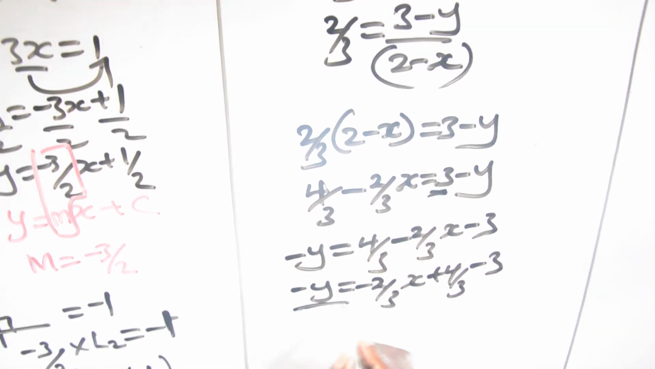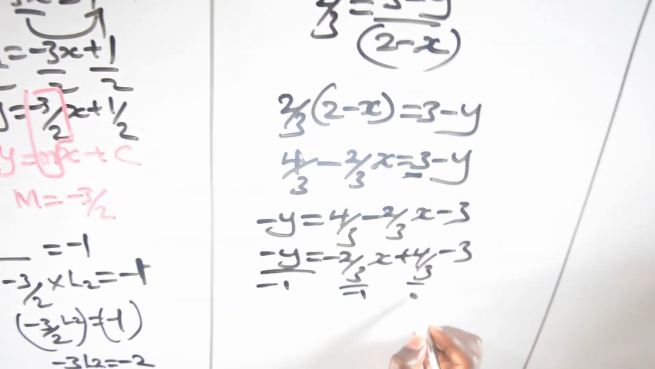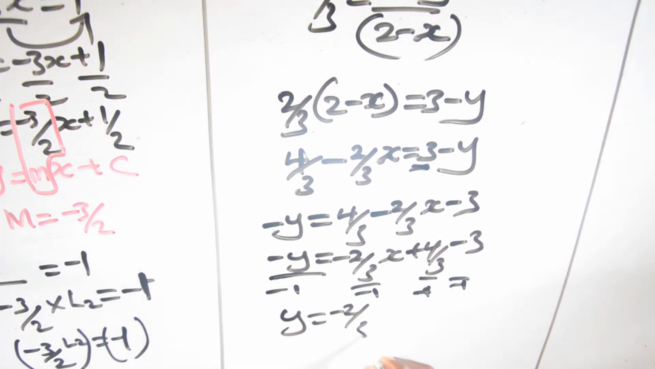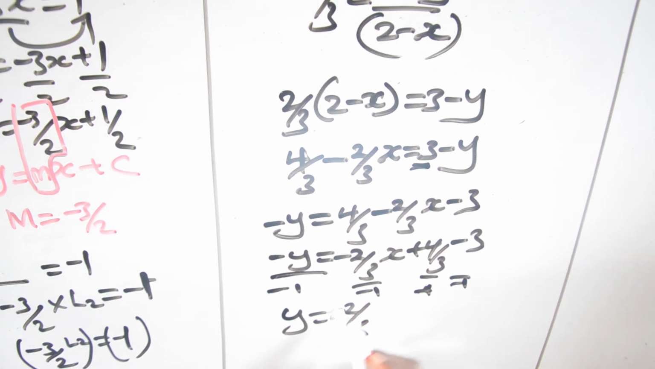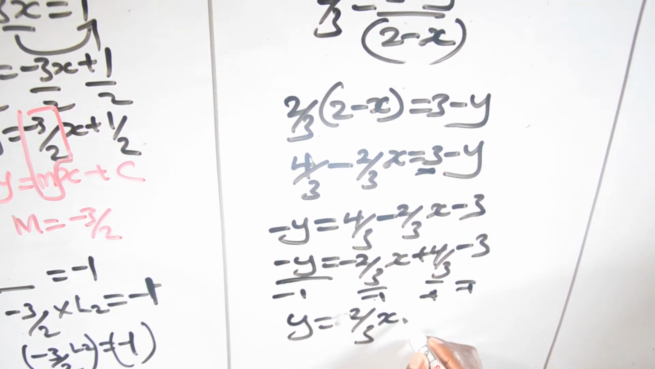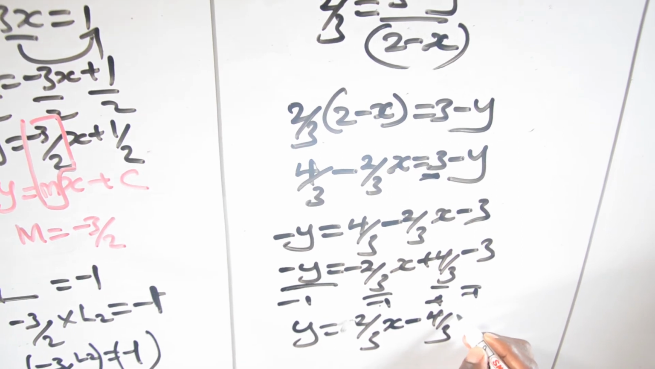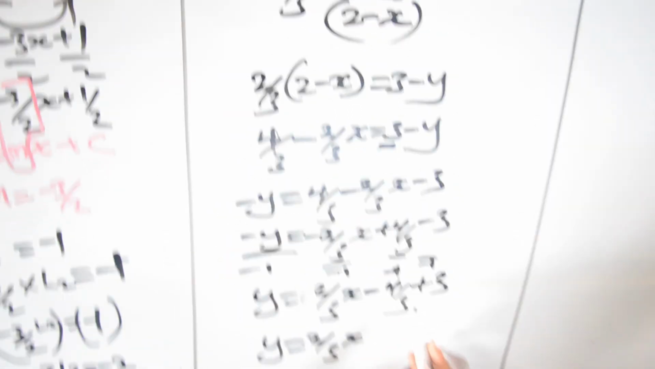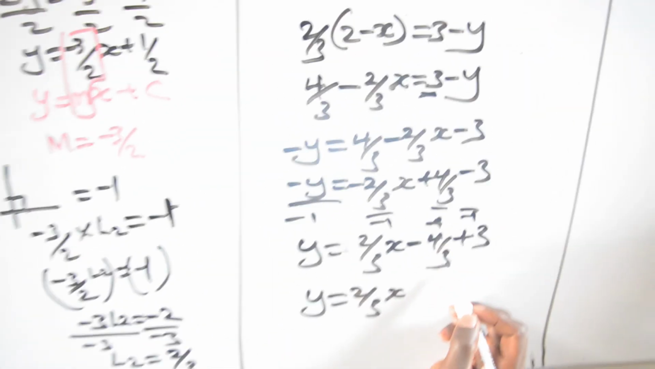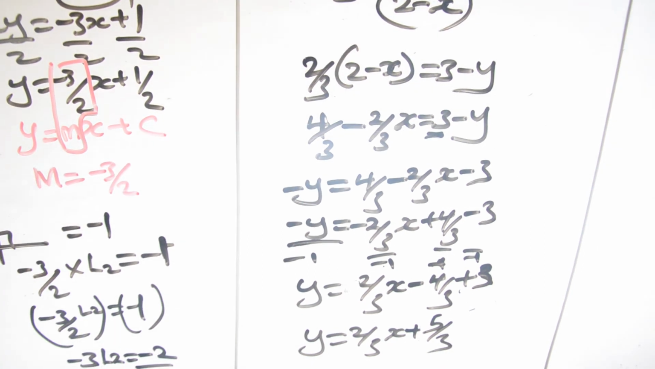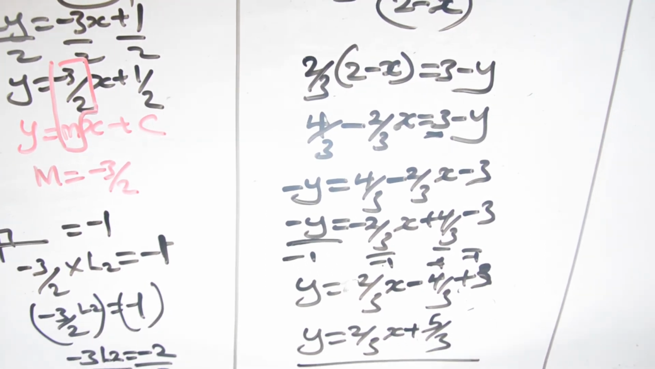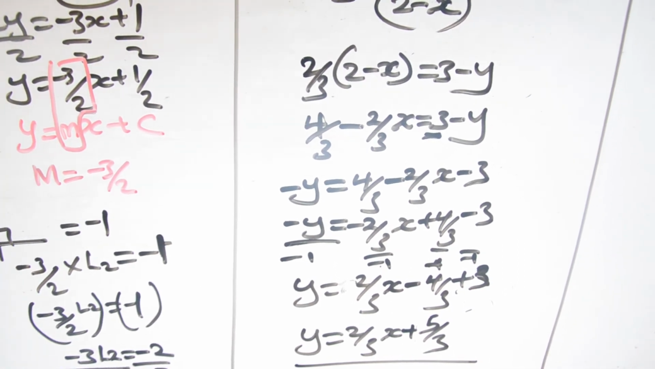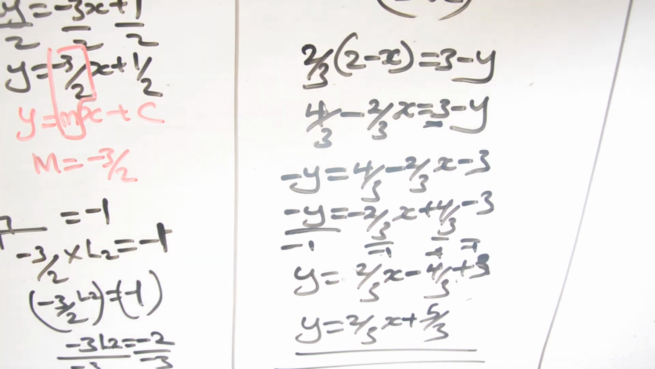So you divide both sides by -1. It will be y = 2/3 x, it will be plus, not negative, because this has cancelled this sign, and then it will be -4/3 + 3. So y is given by 2/3 x plus 5/3. So the equation of the second line that is perpendicular to that line is y = 2/3 x + 5/3.